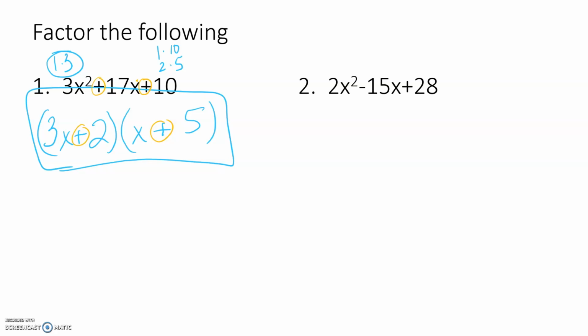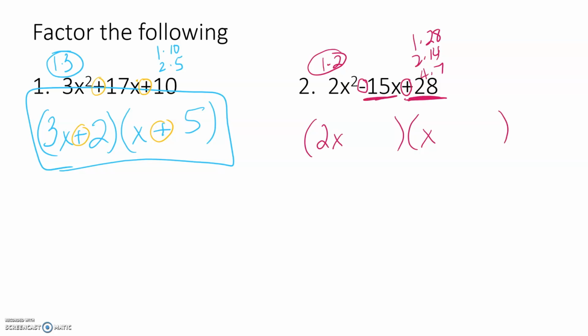Okay, my second one, the factors of my a, 1 and 2, I only have 2 options. So again, I'm going to start with those. Then I have 28, so maybe I have 1 and 28, 2 and 14, or 4 and 7. Do any of those work? Notice that this has to be a negative 15 and a positive 28. So in order for the last one to be positive and the middle to be negative, I have to have 2 negative numbers. Negative times a negative is going to get me positive 28. Then when I add them together in the middle, I will get a negative 15. So what I'm looking for is which set of numbers is going to work out for me.